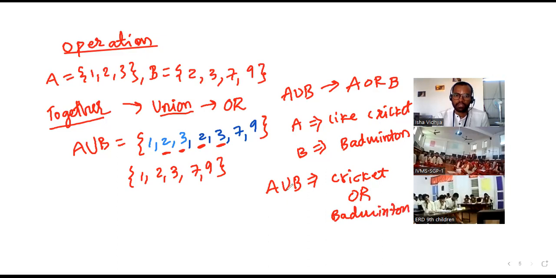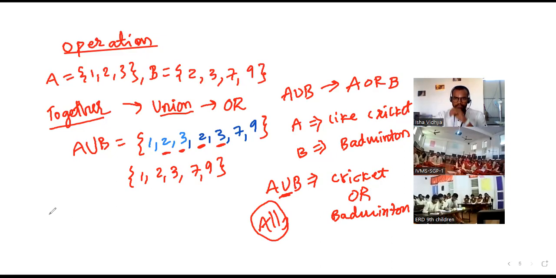Are you understanding? So the union means this or that. Students who do not like badminton will come in the union. Students who do not like cricket will come in too. That means whether he likes it or not, all will come. So union means all, bring all together. Clear enough? Right. So let us see one question. Write it first.